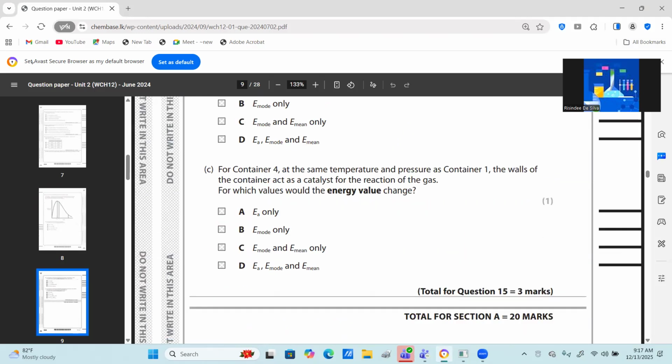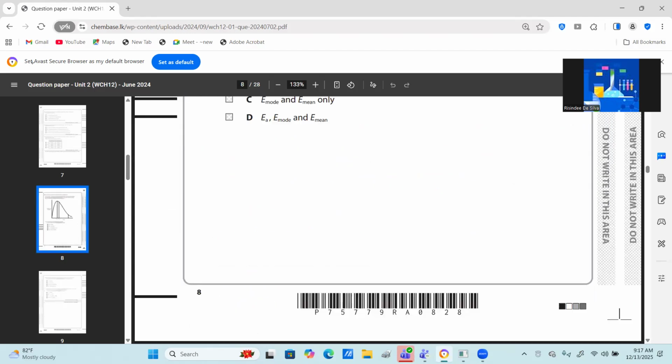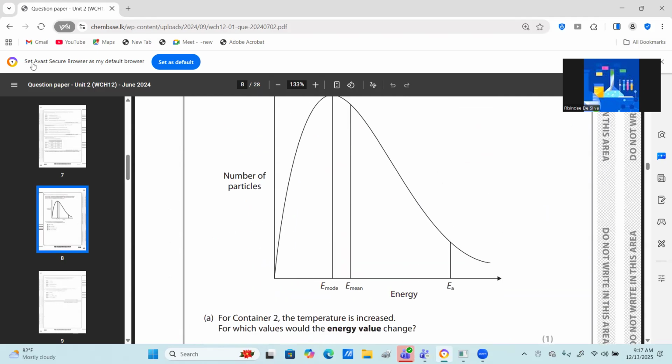For container 4, at the same temperature and pressure as container 1, the walls of the container act as a catalyst for the reaction. For which values would the energy value change? Only the activation energy, because when you add a catalyst, activation energy will move towards the left hand side. EA cat. So only EA will change. A is the correct answer.